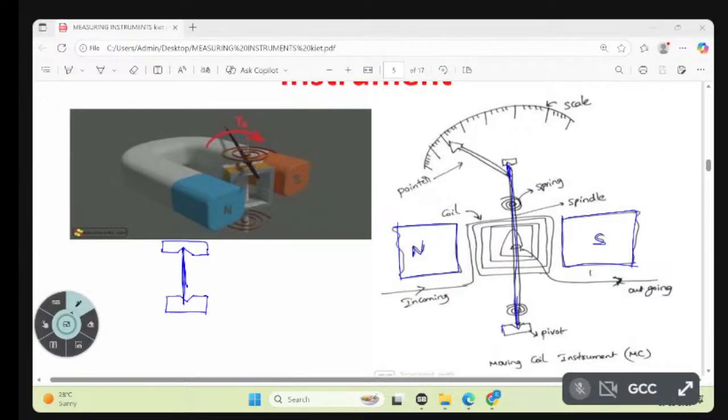Okay. Right. But on this spindle, what do you have? They will have one coil. They have the one coil.